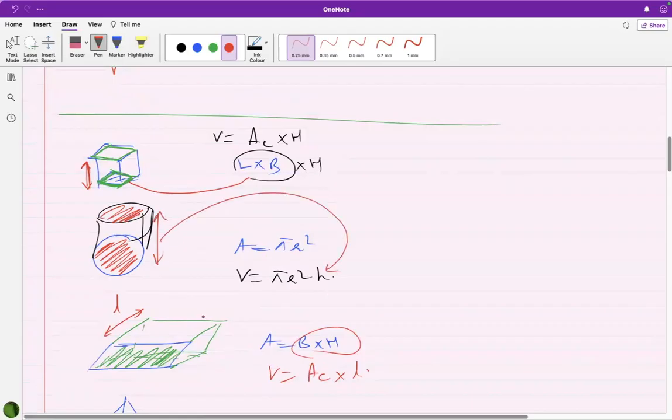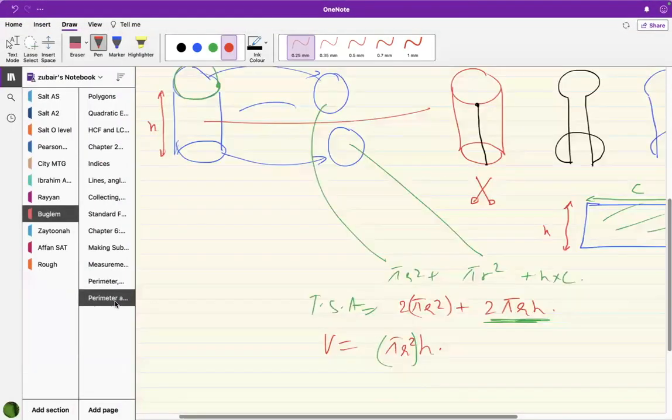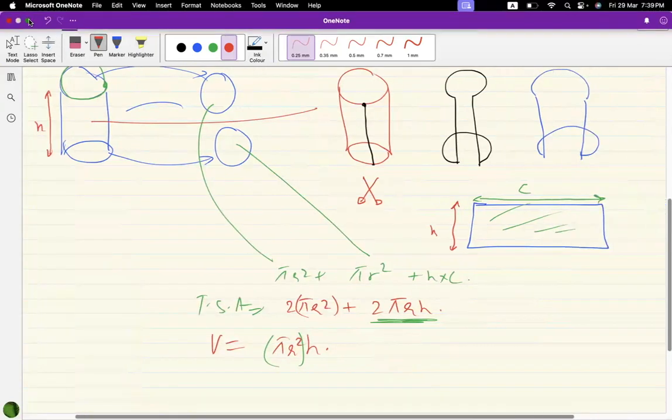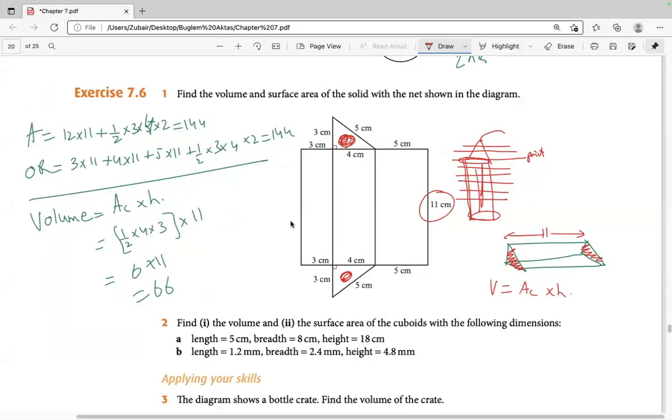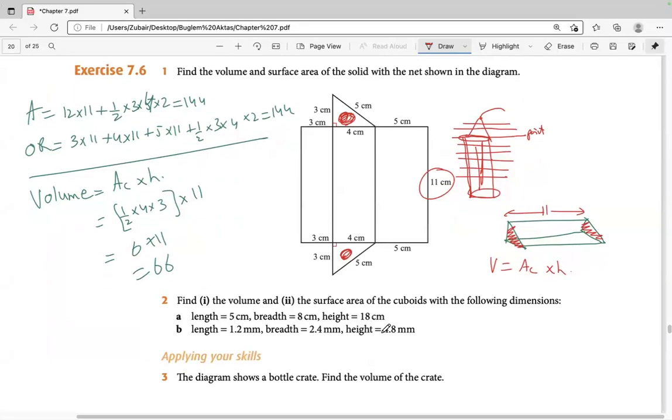I was doing the distance between the bottom one and the one of the shapes, like the triangles. I was not doing the distance between those two triangles. Okay. Yeah, 6 times 11.